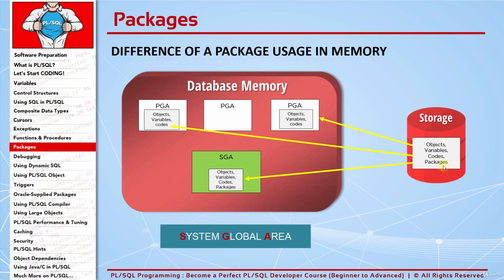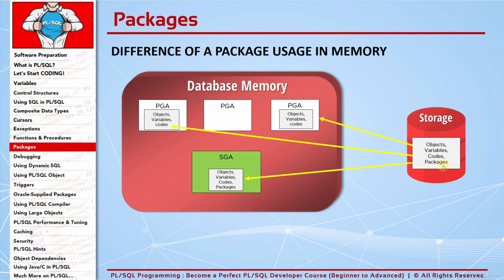SGA stands for the System Global Area. This is also a memory area, and this memory is shared by all of the users in the database. Because of that, some people call it the shared global area. So if it is in the SGA, how can we run that code? When the package is first called, it is loaded into the SGA and stays there until a change occurs in the structure of that package. And when a user calls an object in that package, it is run from the SGA, not from the PGA.